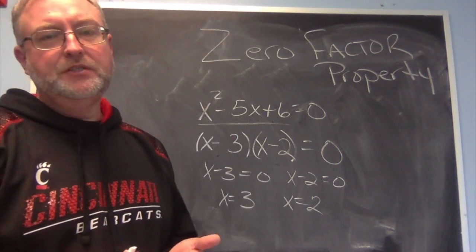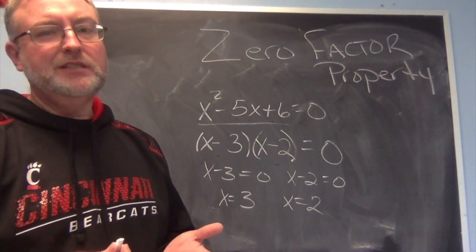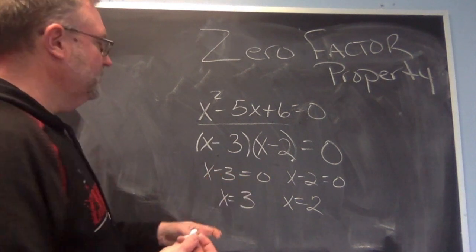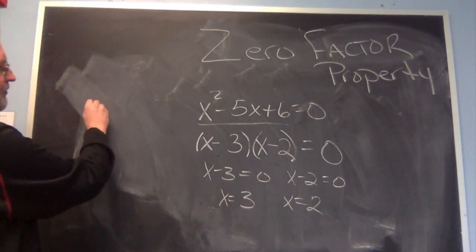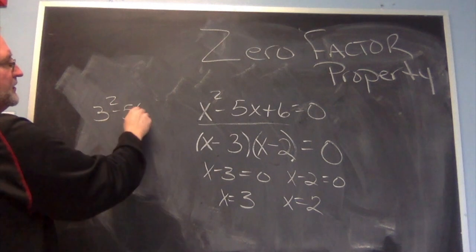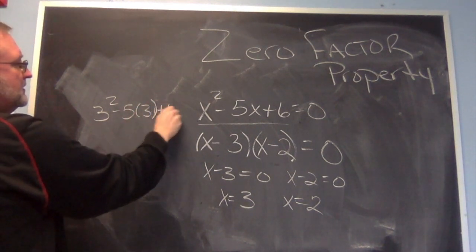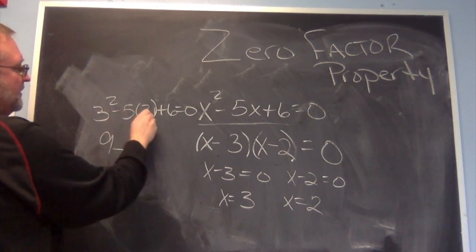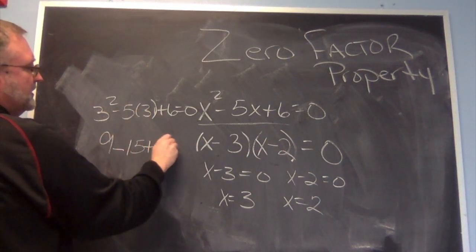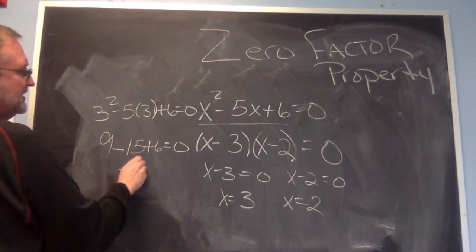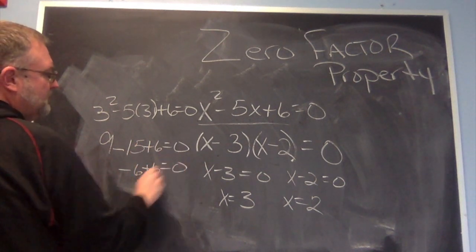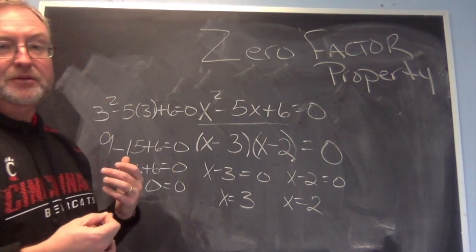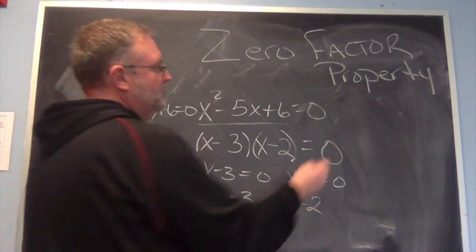Now what you want to do is go back and make sure you can check it. I'm going to go back to my original problem and plug in one of these numbers. First we'll do the 3. So I have 3 squared minus 5 times 3 plus 6 should equal 0. 3 squared is 9, minus 5 times 3 is 15, plus 6 equals 0. 9 minus 15 is negative 6, plus 6 equals 0, 0 equals 0. Pretty cool, right?